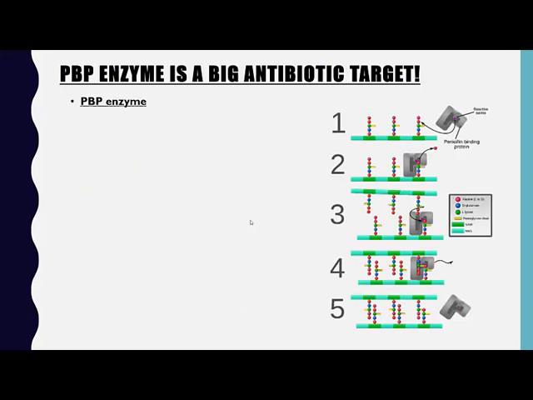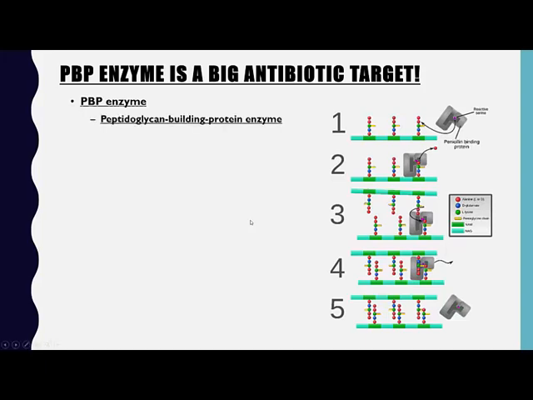Okay, so penicillin, like I said, targets a little enzyme that links together the peptidoglycan cell wall. So what is this enzyme called that links together the peptidoglycan cell wall in bacterial cells, Miss Eden? So glad you asked that too. The name of the enzyme is the PBP enzyme, and it is a big antibiotic target. Big in that it's a favorite of pharmacists, okay?